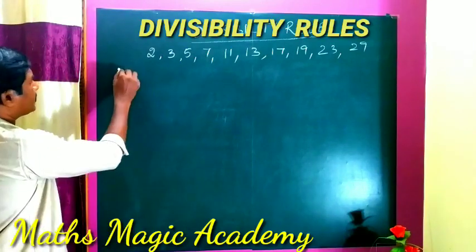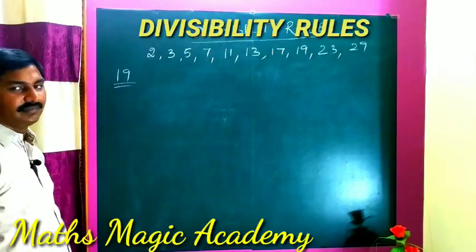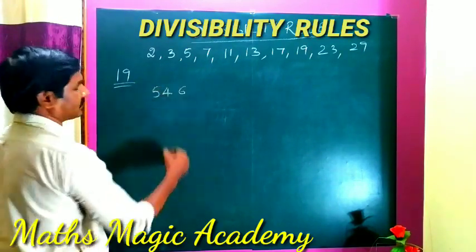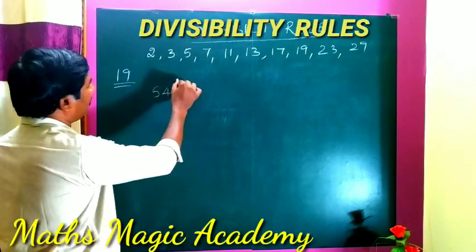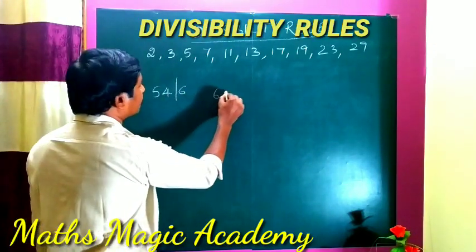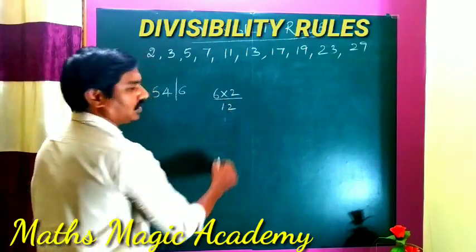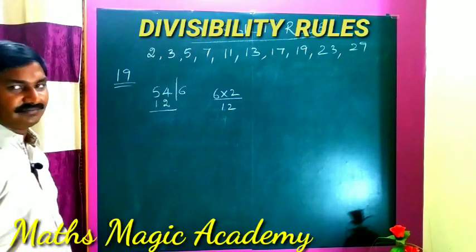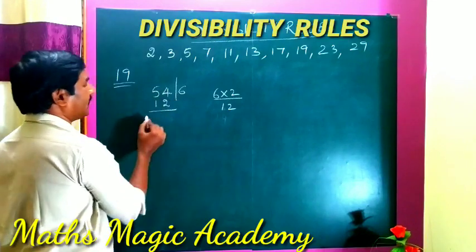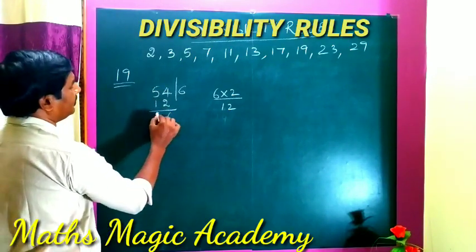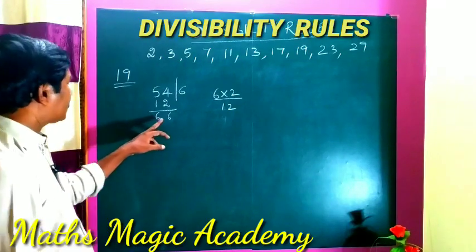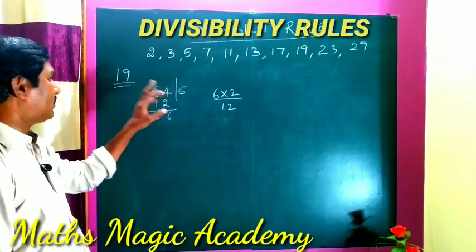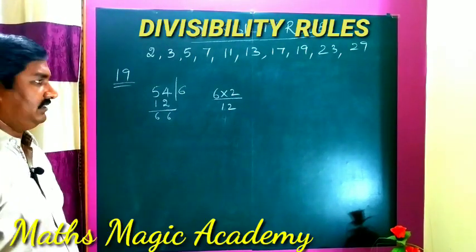The next divisibility rule is 19. Suppose we take one example, 546. In this example, the last digit is 6. The 6 is multiplied by 2. 6 twos are 12. This 12 is going to be added to the remaining digits. Then the result is 66. This 66 is not divisible by 19. So we can say this 546 is also not divisible by 19.